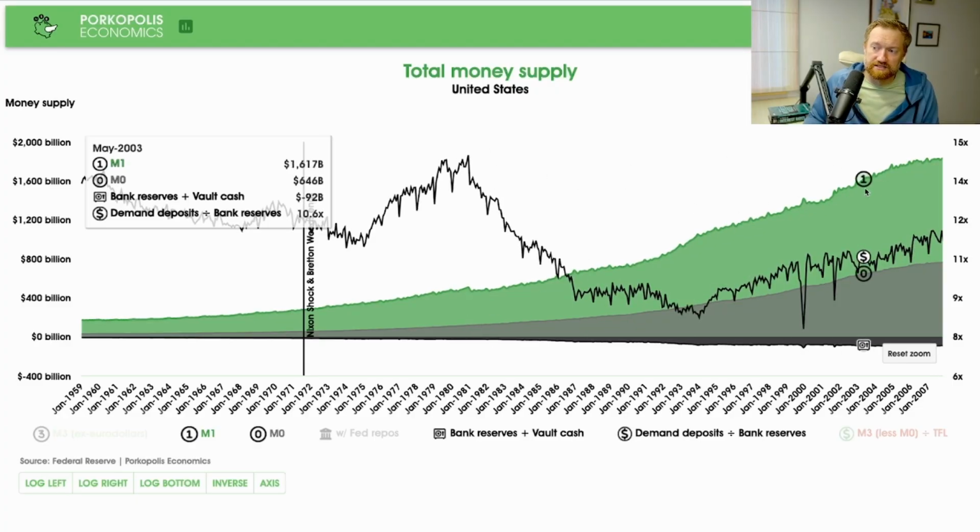Notice that even though it does rise as we get towards the GFC, it rises from 8x to 12x. It's not like that was an all-time high. It's not like we necessarily know that was a breaking point. So my point is there's more to what's happening in the system than just the sacred demand deposit, okay?